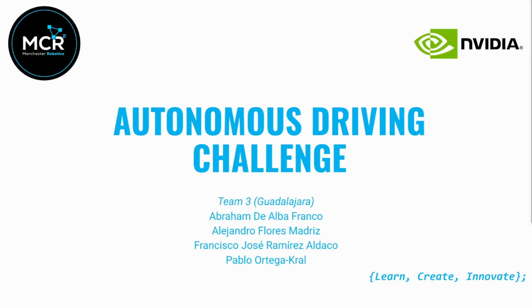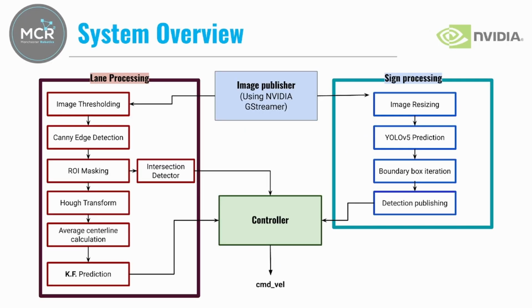Hello, we're Team 3 from Guadalajara and we're going to present our solution for the autonomous driving challenge. There are 4 subsystems, each making up a node in ROS. The image publisher uses NVIDIA's ROS wrapper to read the camera using GStreamer and publish it using CVBridge.